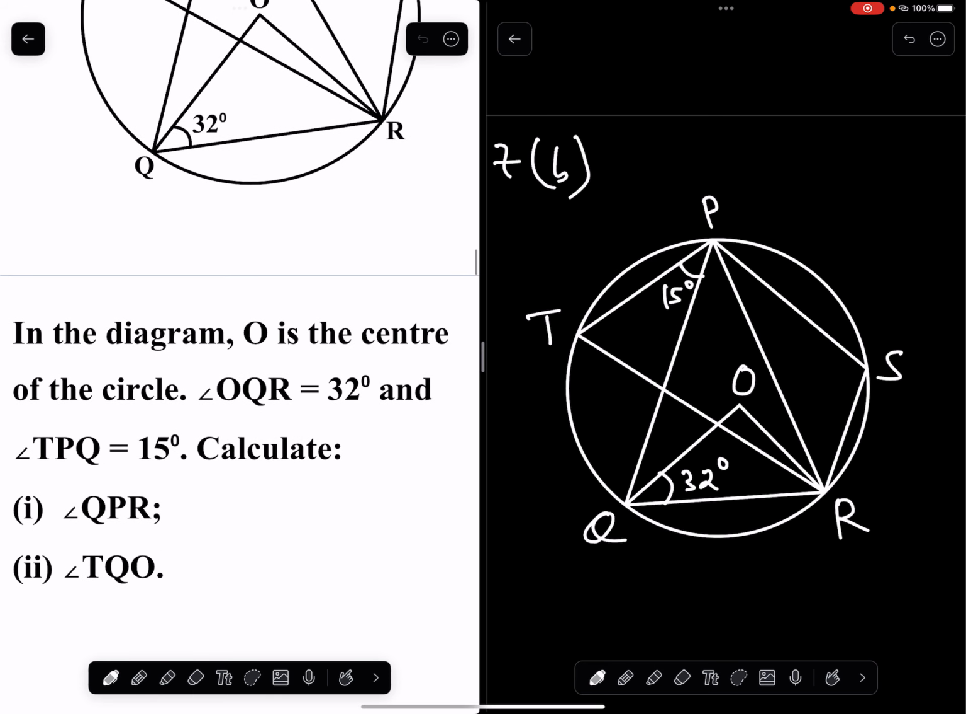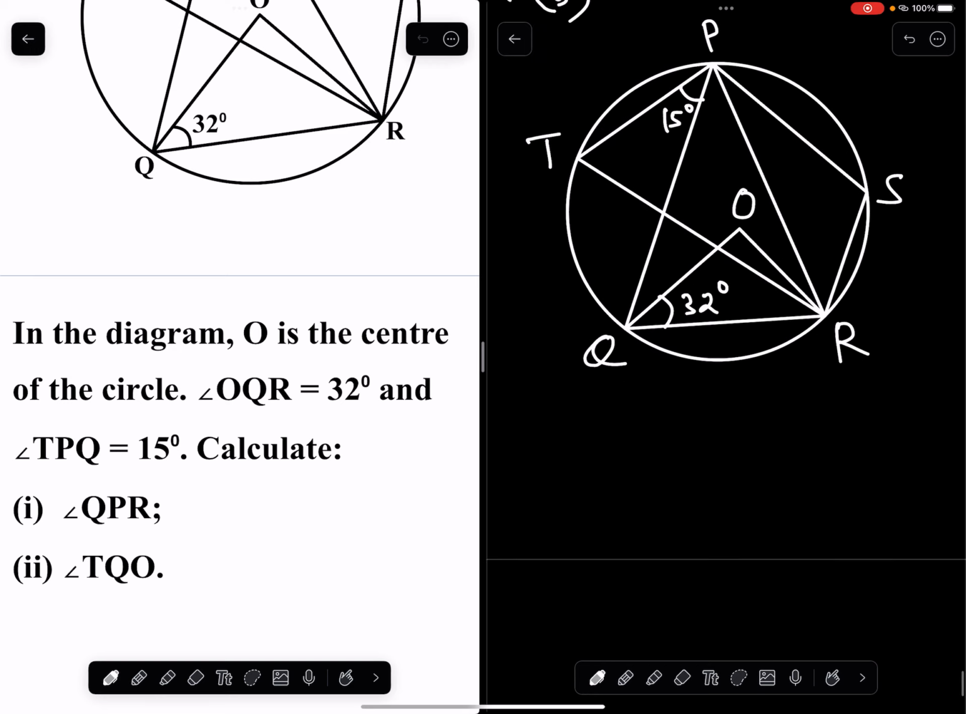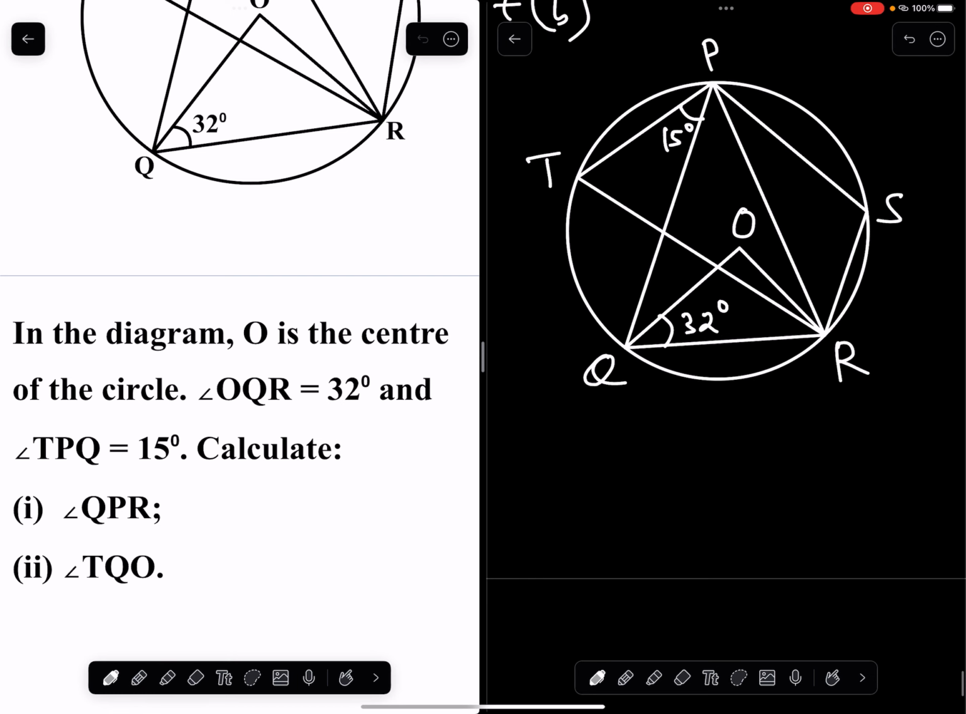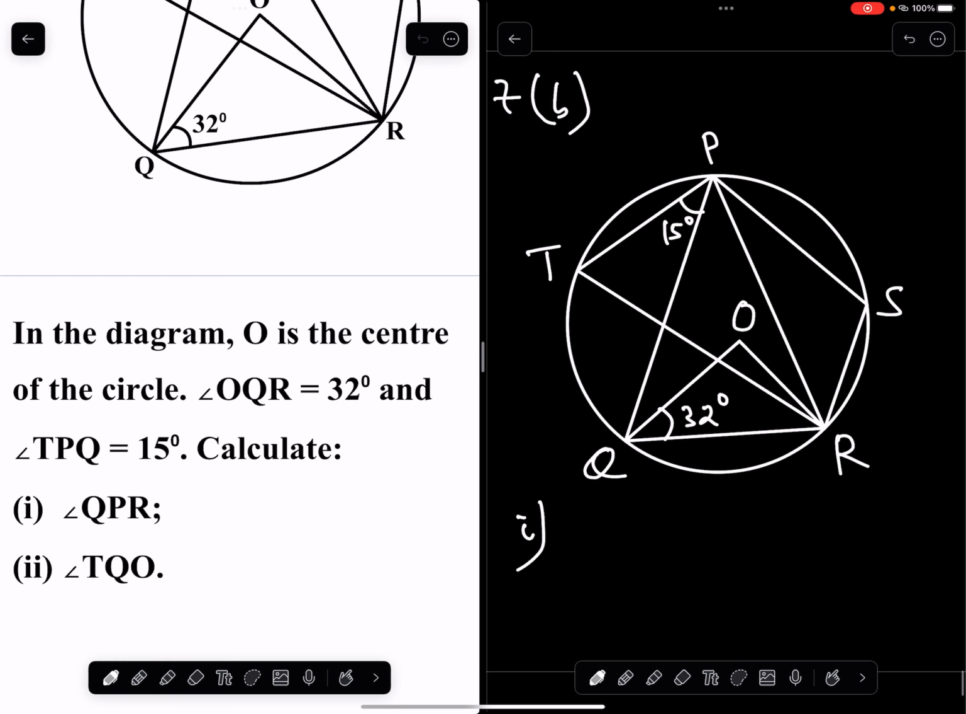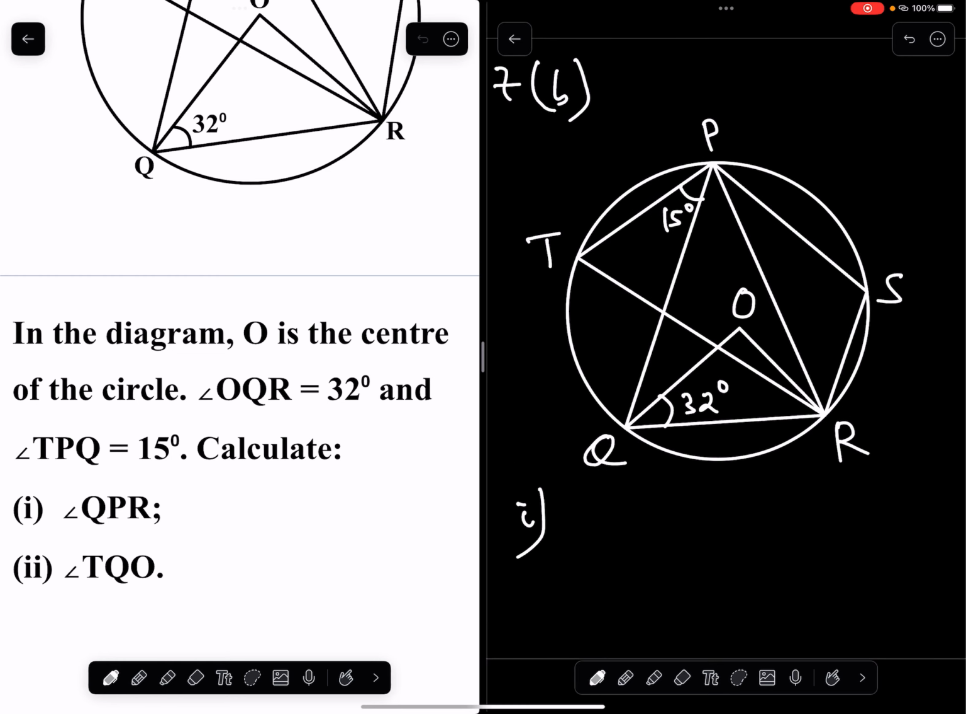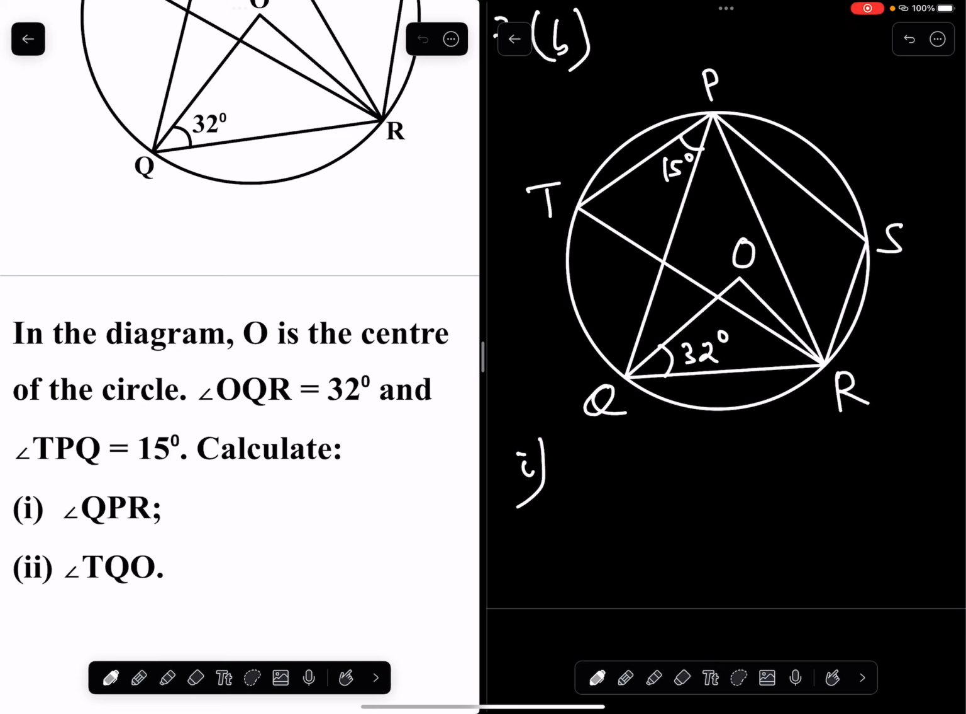Calculate (i) angle QPR, (ii) angle TQO. Okay, let's see the angle in (i), angle QPR. First of all, we know that angle QPR.